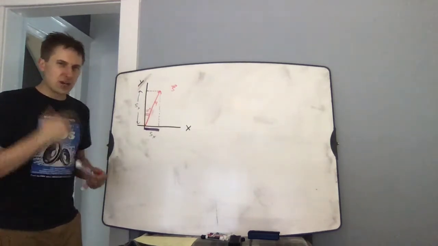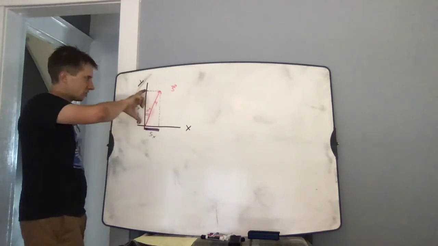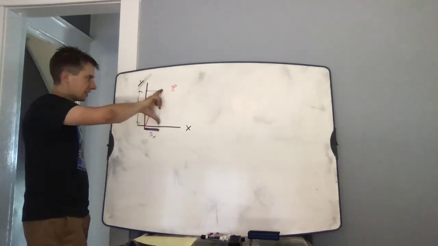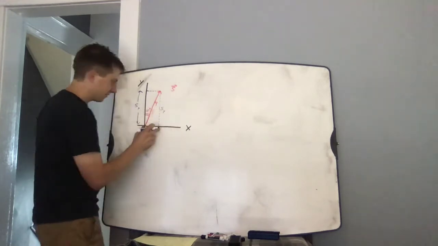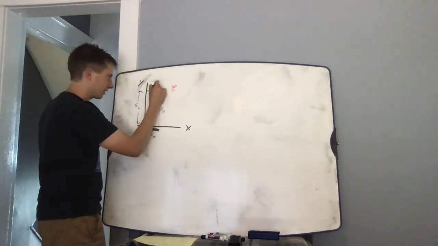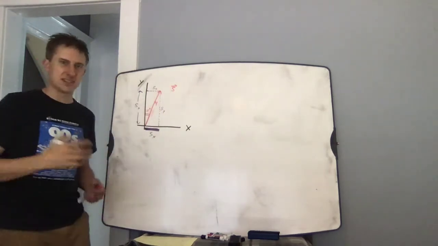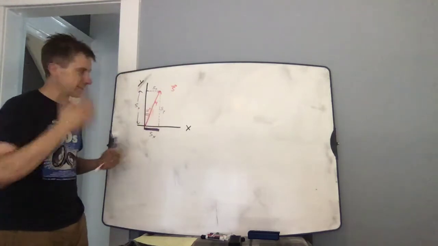Now, if I look at how I drew this picture, I notice I drew a rectangle. And so if this is Sy, this also will be Sy. And if this is Sx, this also will be Sx, because opposite sides of a rectangle will have the same length.